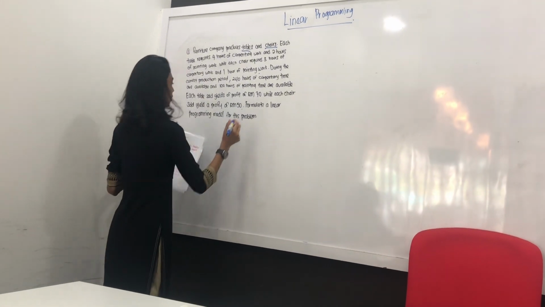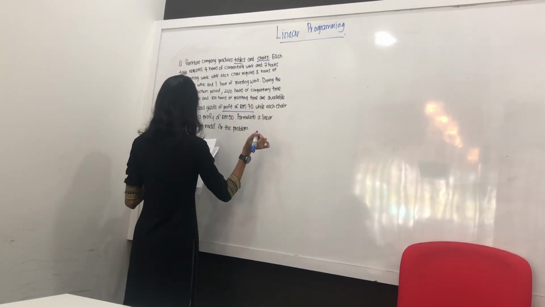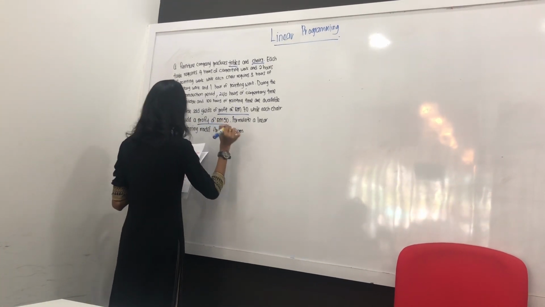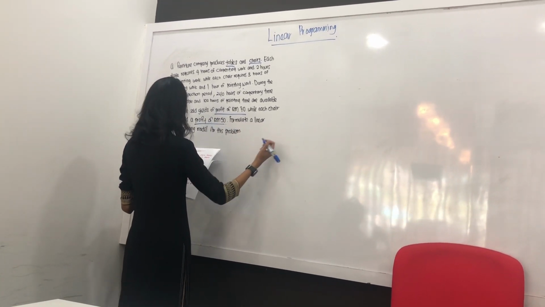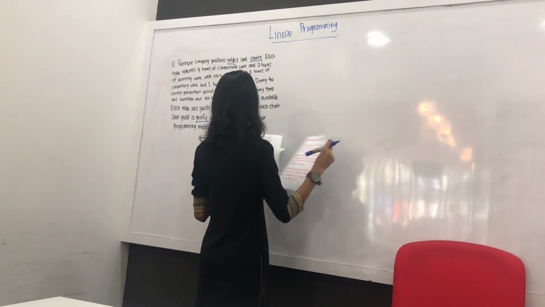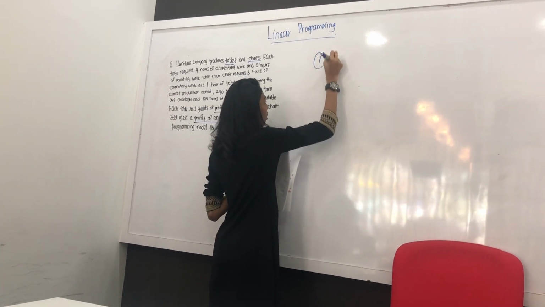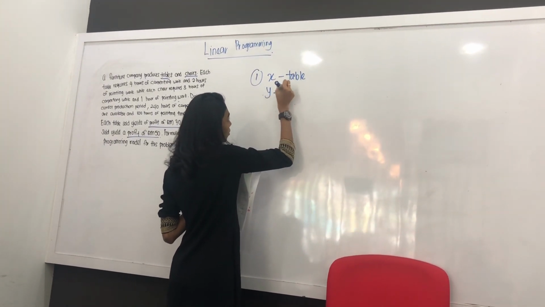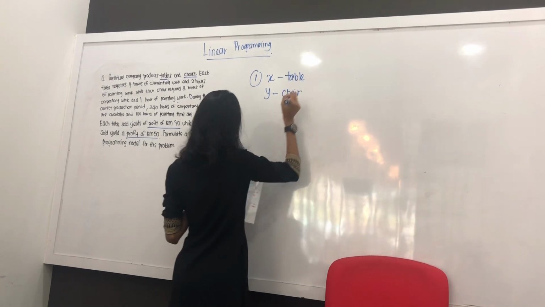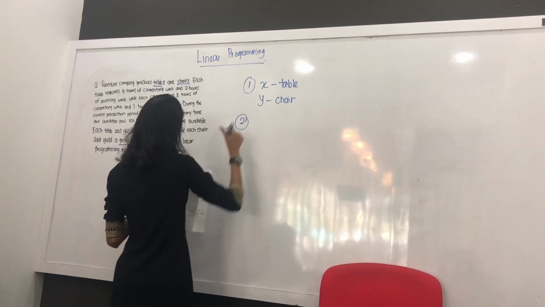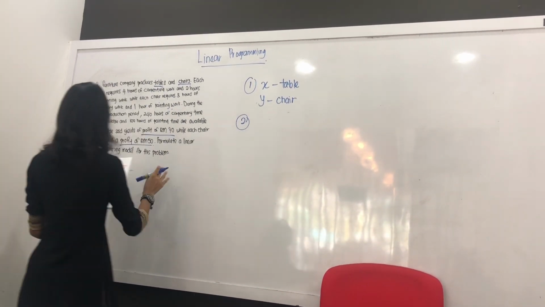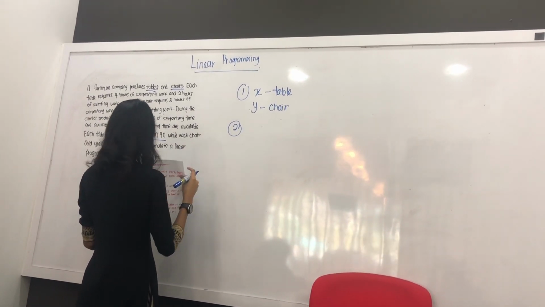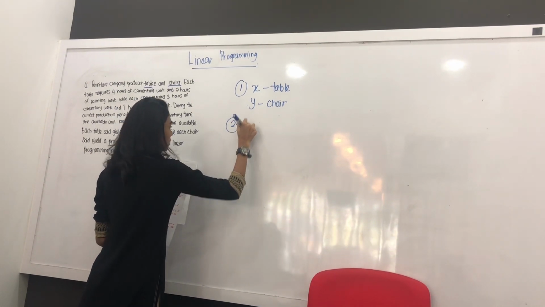So the profit of a table is 70 ringgit and the profit of a chair is 50 ringgit. The objective function is written to maximize Z equals 70x plus 50y.